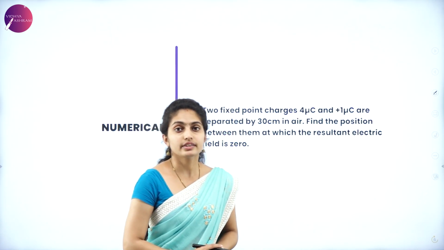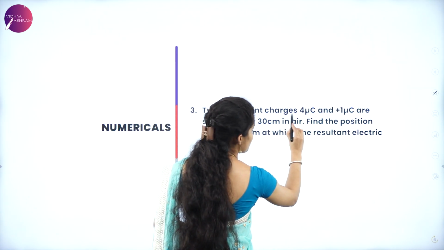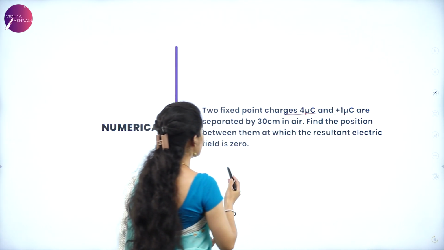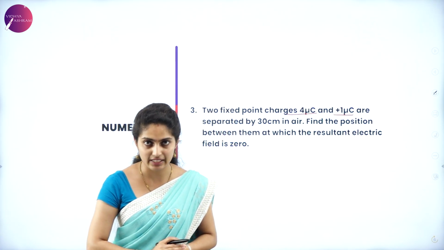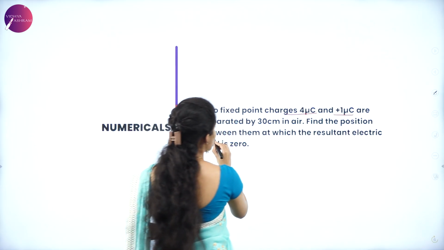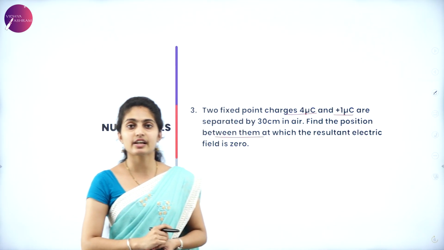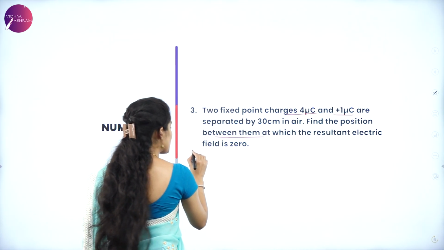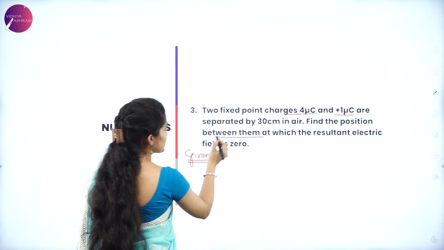That is like, the third question is, two fixed point charges, 4 microcoulomb and 1 microcoulomb, both are separated by 30 centimeters in air. Find the position between them at which the resultant electric field is said to be 0. So now let me just consider the given terms. What are given terms now?